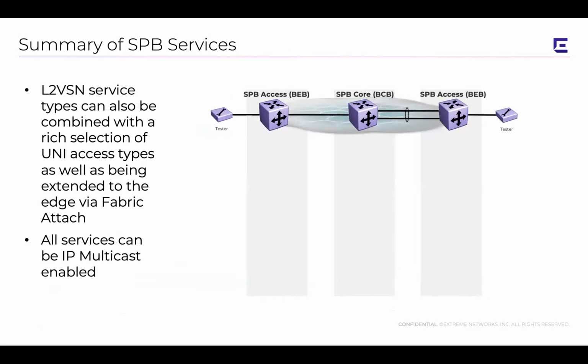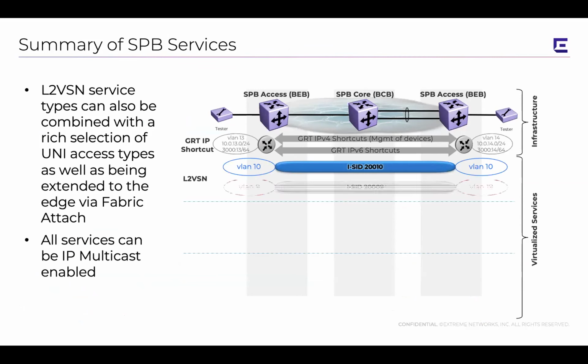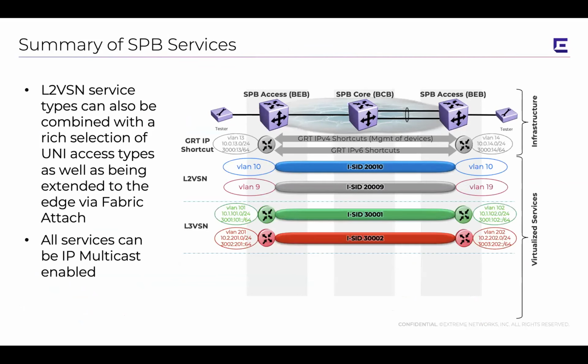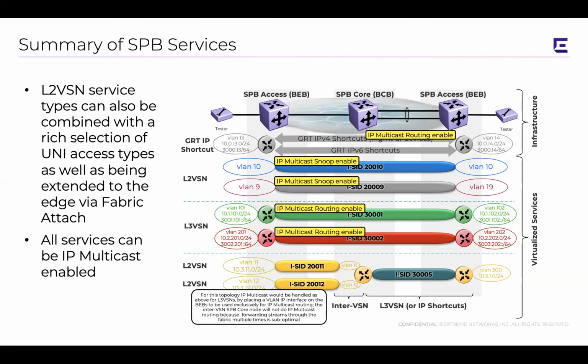To summarize, we build a network and we deliver connectivity and services by creating a lot of virtual networks. One is the IP shortcut network, which is purely for management and a bit outside the scope of this presentation, but you can create as many virtual layer 2 networks as you may need or want, and as many virtual layer 3 networks as you may need or want. Then you can combine these in almost any way you like to create whatever type of service you need in your network. And to support IP multicast, you just enable IP multicast at the edge of the network where your senders and receivers are located.